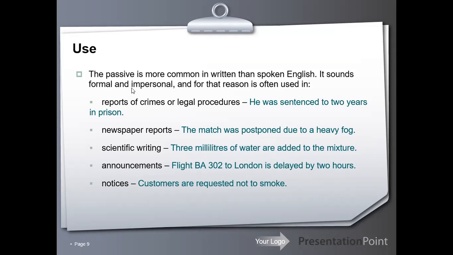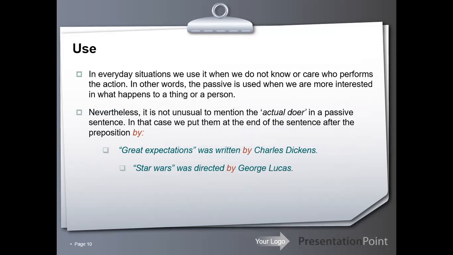Okay, so this is important because it sounds formal and impersonal when using passive in the written form, and it is more common to use it when speaking. Now, we also use it for everyday situations. We use it when we don't know or care who performs the action. In other words, the passive is used when we are more interested in what happens to a thing or a person.